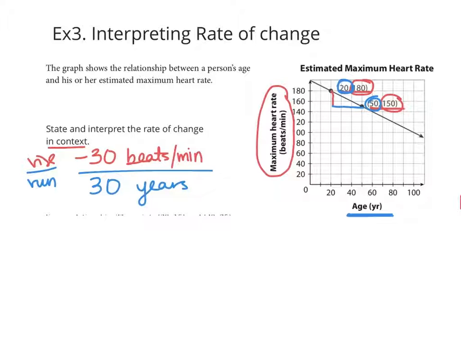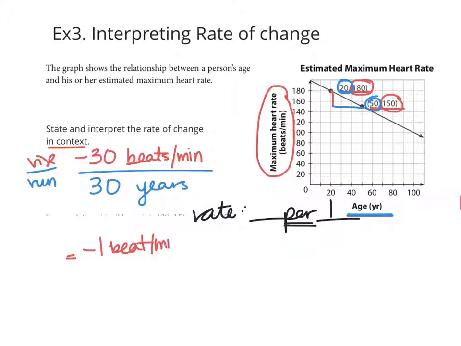So if we're going to state and interpret this in context, the first thing we're going to want to do is simplify. And remember, when we talk about rates, one of our rate words is always something per something. So we want to reduce this so that it's per one, whatever we're talking about. So in this case, we want to reduce it so that we have per 1 year. So I'm just going to divide, and that's going to give me, for this problem, -1 beat per minute over 1 year.